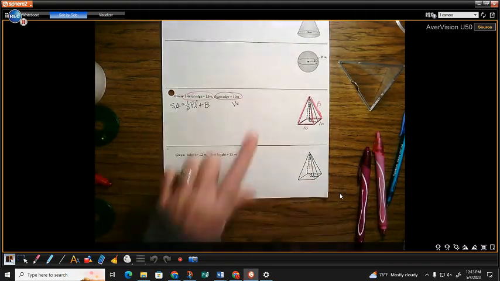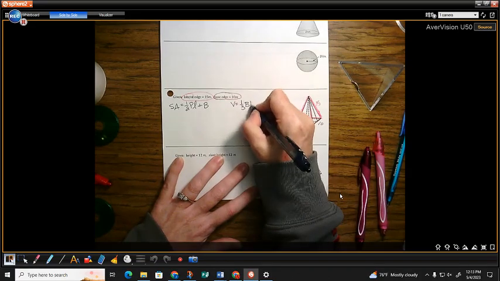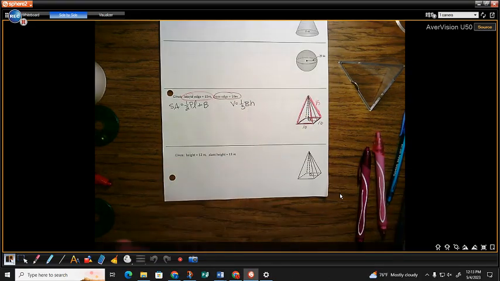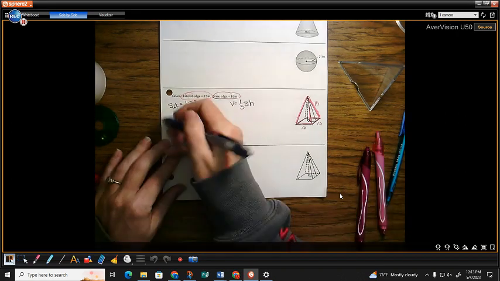What about for volume? 1/3 base times height, and that's area of base times height. So now you can pick. Which do you want to do first? Surface area? Cool. So you start recopying it.